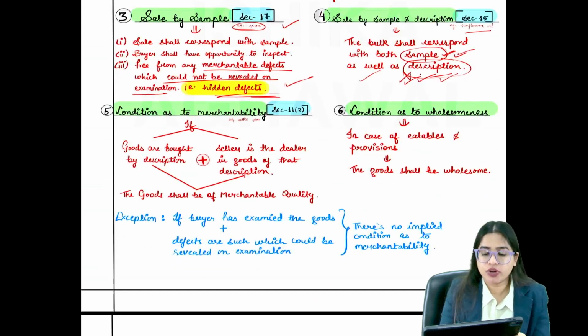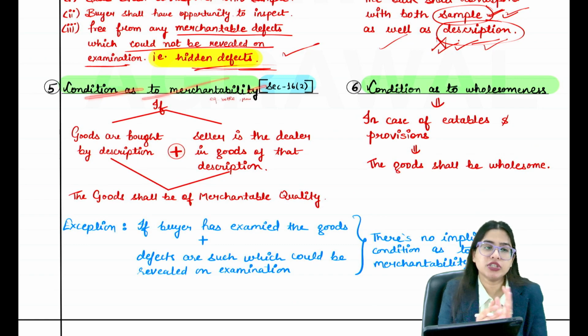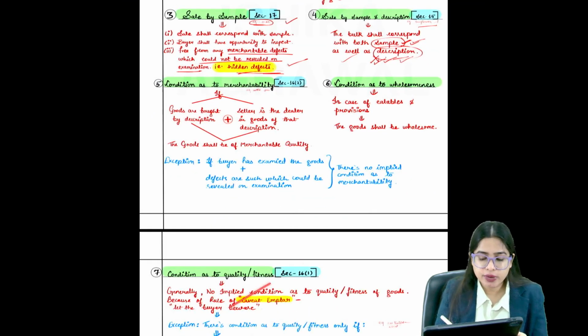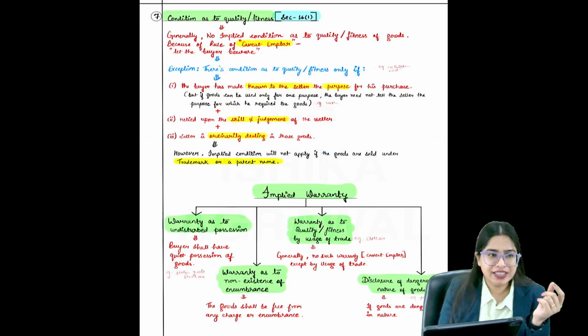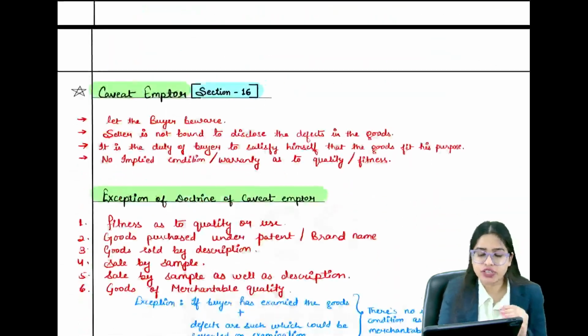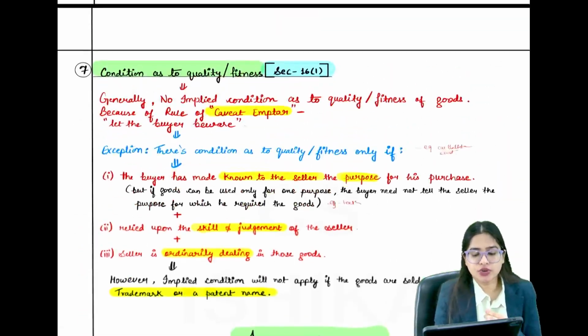Done. Next point: condition as to merchantability. Guys, we are almost about to be done. Just three more implied conditions are there, which are a little technical, and then implied warranty is easy. Implied warranty is very easy. This you can easily do. The KVA temperature is also repeated. This also you can easily do.